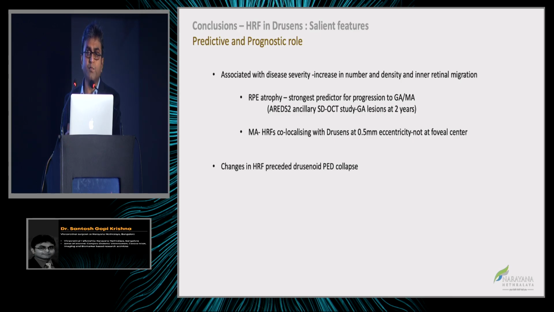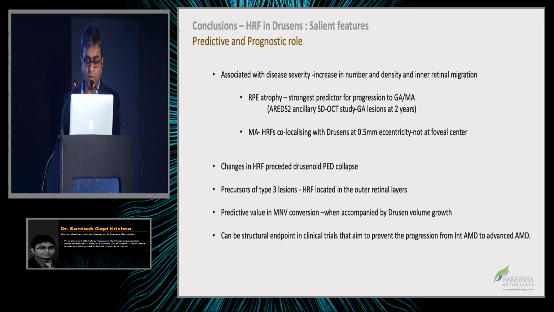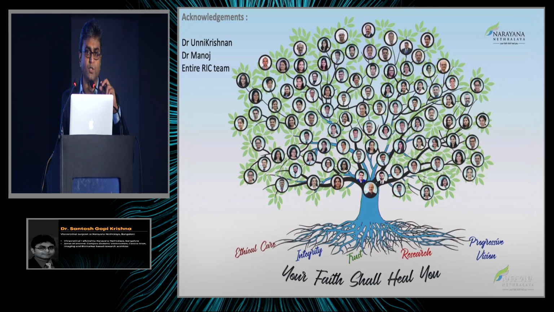This is also accompanied by changes in the hyperreflectivity in sub-RPE spaces. This could even be the precursors for type 3 lesions, especially if they are located closer to the outer retinal layers. They do have a predictive value in MNV conversion, especially when there is an increase in the drusen volume growth. And it could definitely be a structural endpoint in clinical trials that aim to look at the progression from intermediate AMD to advanced AMD. And there is definitely decreased retinal sensitivity in such conditions. Thank you so much for the opportunity.